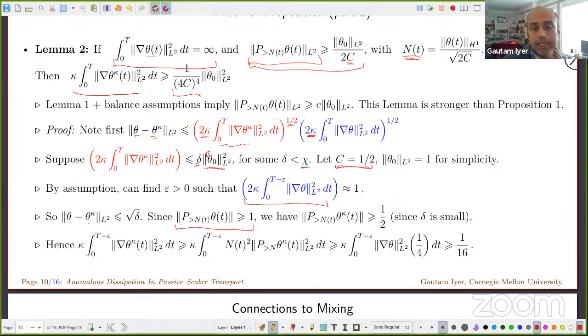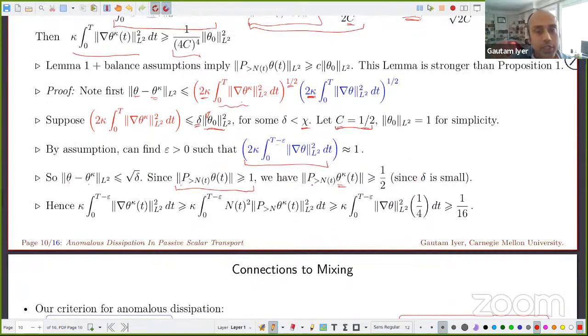Now, since theta and theta kappa are close in L2, I can do a triangle inequality and say, hey, the amount of energy I have in the high Fourier modes of the diffusive scalar is still non-trivial. It's of order half at least, just because the projection is uniformly bounded in L2. So now we're in business. I'm telling you that the diffusive guy retains a significant fraction of its energy in high Fourier modes.